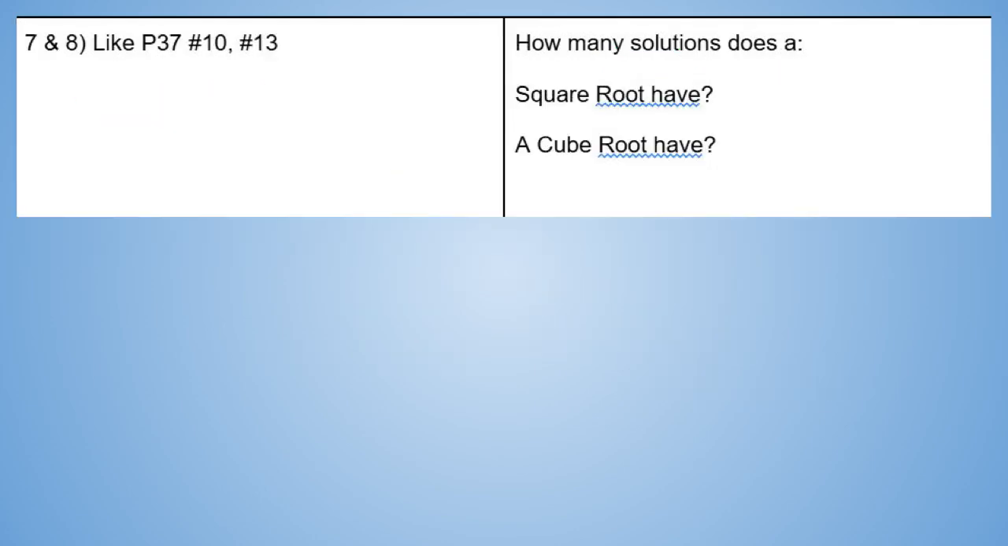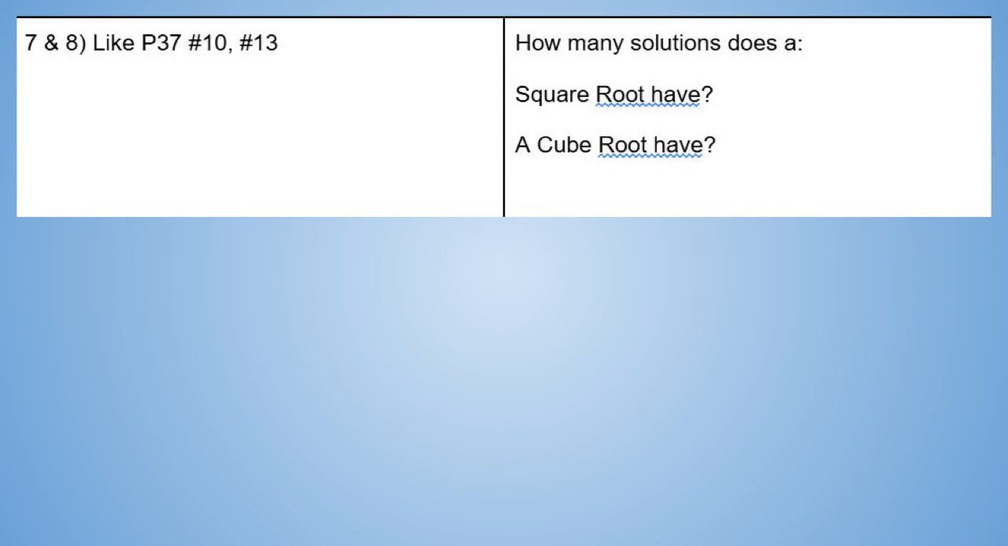All right, go ahead and turn in your workbook to page 37. Questions 7 and 8 on your quiz are going to be very much like number 10 and number 13. So I will pause here for a minute to let you get to where you need to be. All right, question number 10. Solve v squared equals 47.